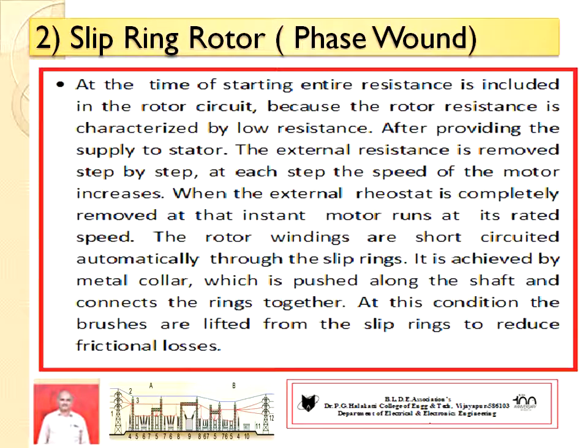Once the motor runs at its rated speed, the 3 slip rings are shorted by pushing the metal collar arrangement on the shaft. Hence, the motor runs at its rated speed, and the brushes are lifted from the slip rings to reduce the frictional losses. Hence, this external resistance is used for starting purpose as well as to control the speed of the motor.